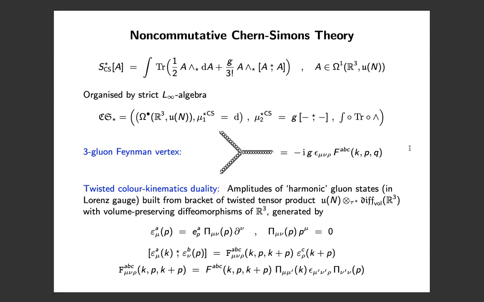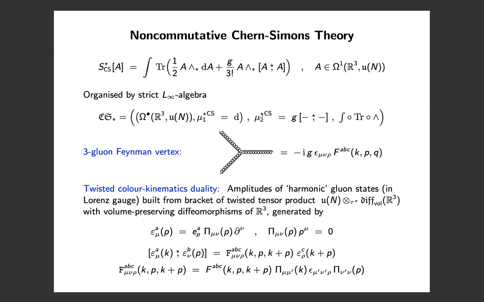So let's talk about a simple double copy theory. We'll start with Chern-Simons theory. Look at the well-known non-commutative deformation of Chern-Simons theory. It's given by this action functional here. We just do the usual deformation, take Chern-Simons, and deform it like this. And this is organized by a very simple L-infinity algebra. There are only cubic interactions here, so it's still a differential graded Lie algebra.